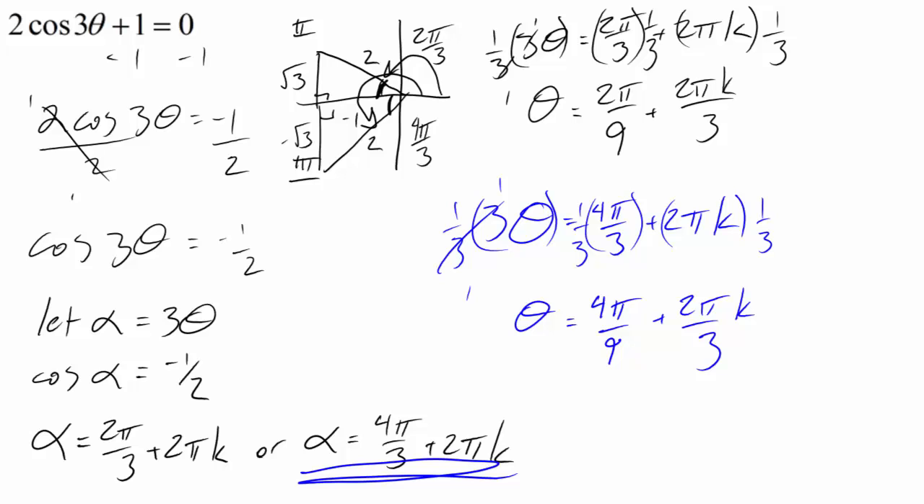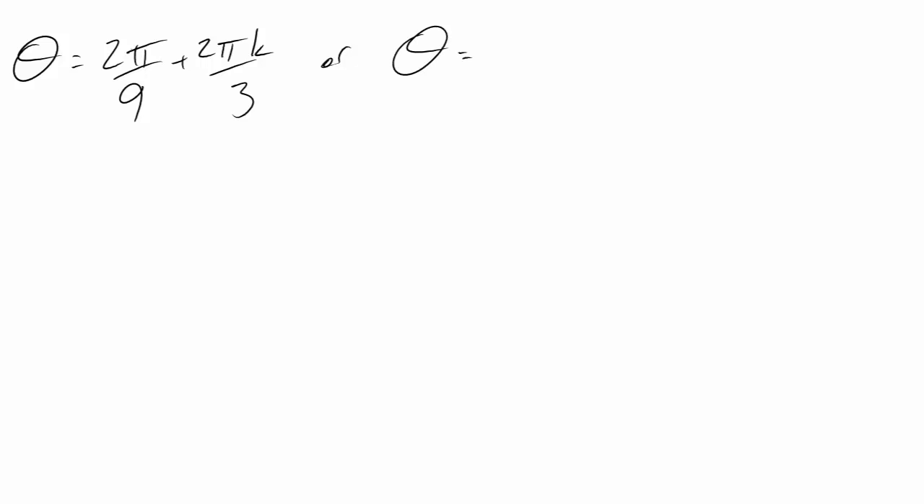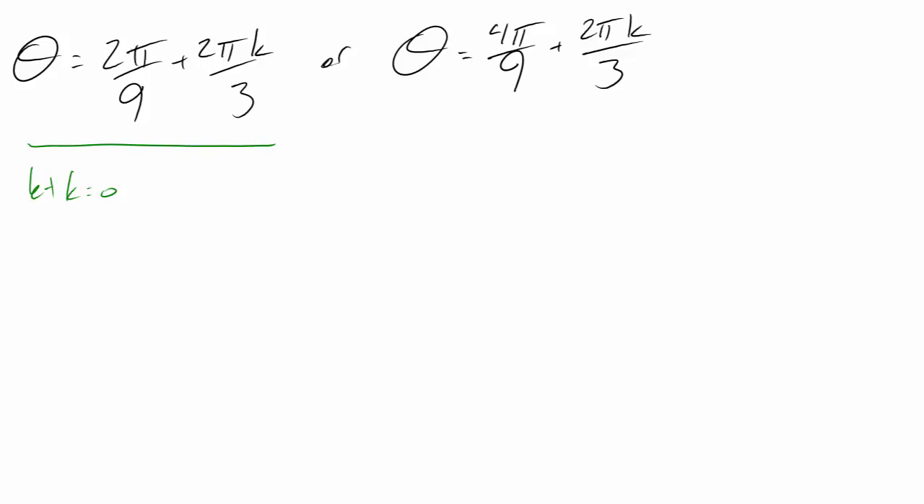the set 0 to 2 pi. Alright, so remember we found theta equals 2 pi over 9 plus 2 pi k over 3, or theta was equal to 4 pi over 9 plus 2 pi k over 3. So we'll start with this first guy here. So we'll let k equal 0. So that gives us theta equal to 2 pi over 9 plus 0, just simply 2 pi over 9. Remember, we want this to be over the interval 0 to 2 pi.